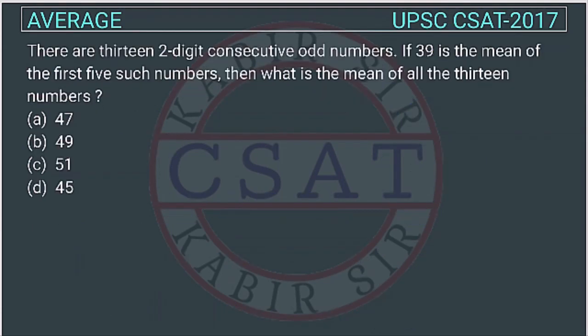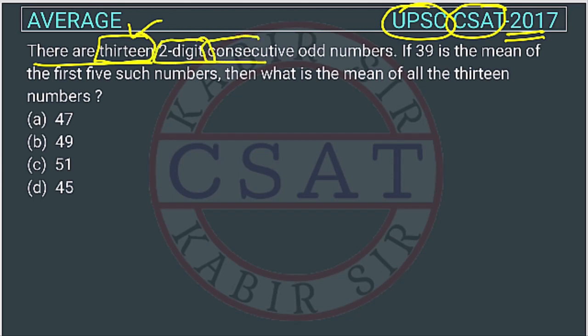Okay, this is a question of average asked in the UPSC Civil Services Exam CSAT paper 2017. So there are 13 two-digit consecutive odd numbers. If 39 is the mean of the first 5 such numbers, then what is the mean of all the 13 numbers?